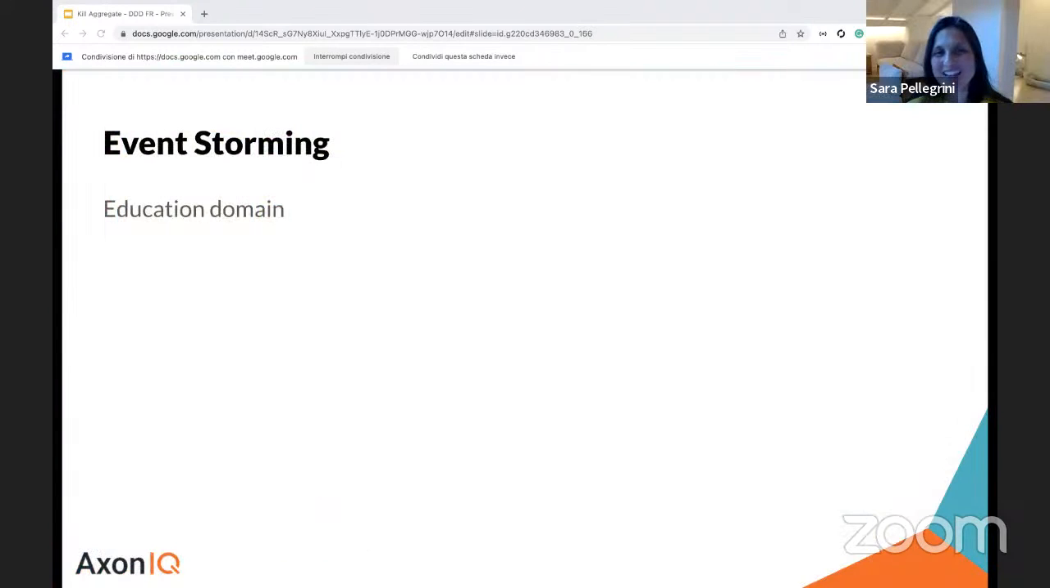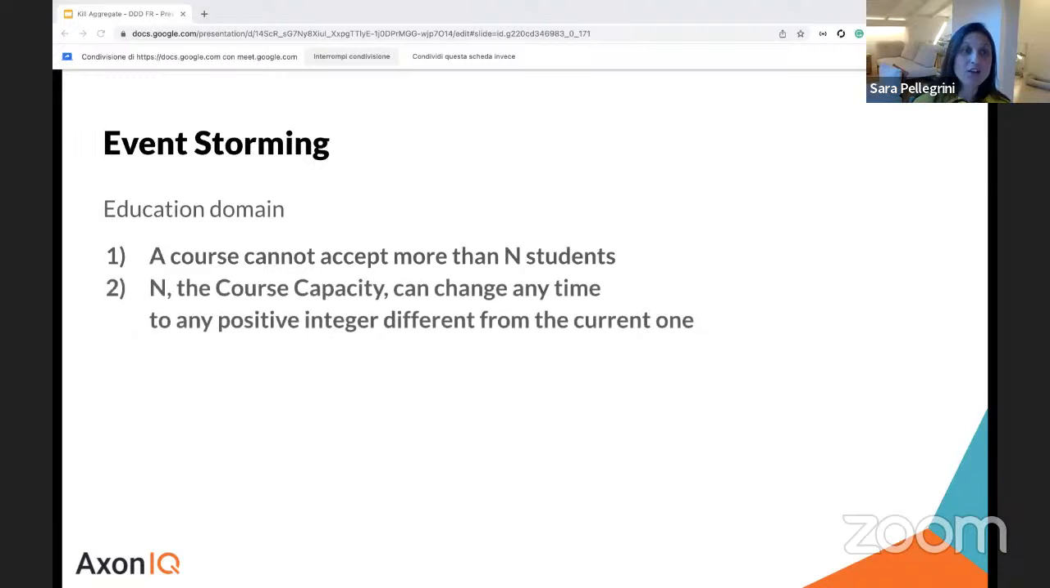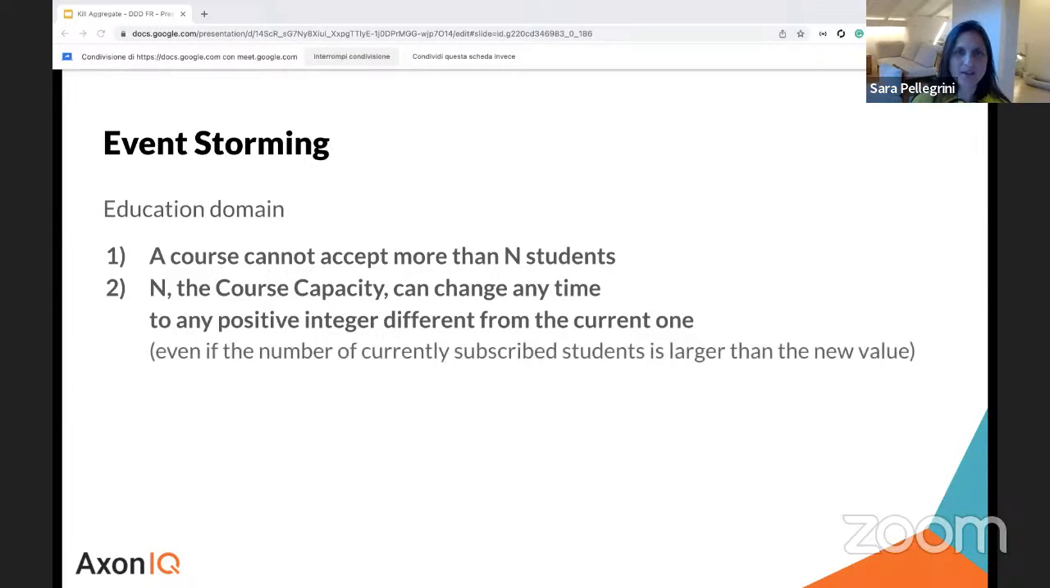To better understand the criticalities of the aggregate, let's simulate a simple modeling exercise using event storming. The domain is the educational domain, and the rules are the following. A course cannot accept more than n students. The course capacity can change anytime to any positive integer different from the current one, even if the number of currently subscribed students is larger than the new value.